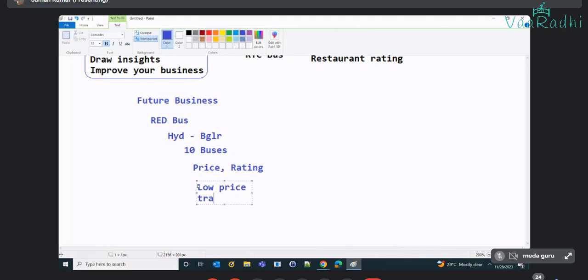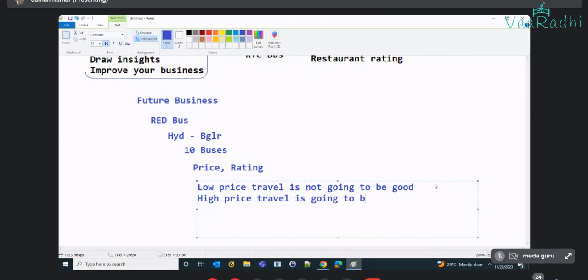Low price travel is not going to be good. This statement is not correct. Similarly, high price travel is going to be awesome. These two statements, I'll say from my side, are false. Low price travel might not have a good experience, but all low price travels are not going to be bad.